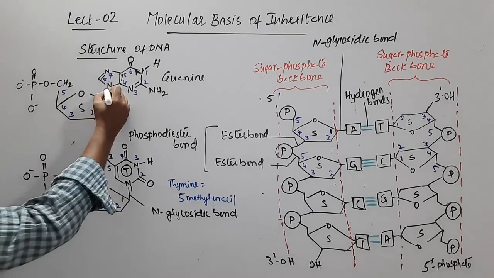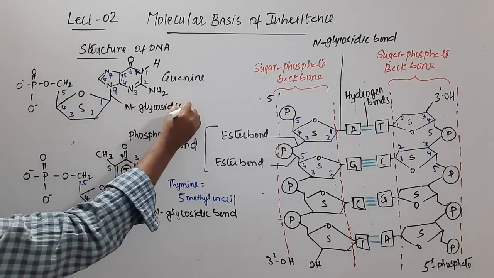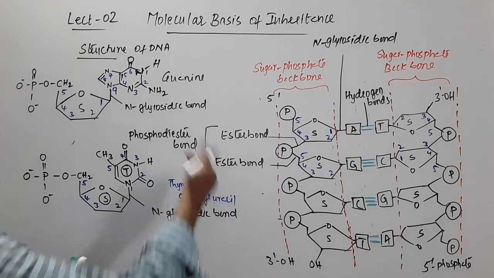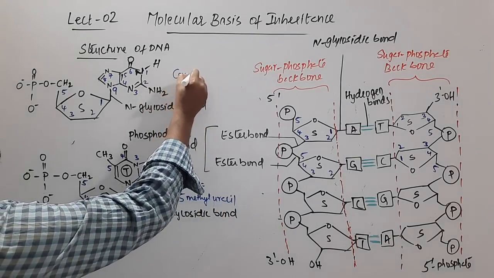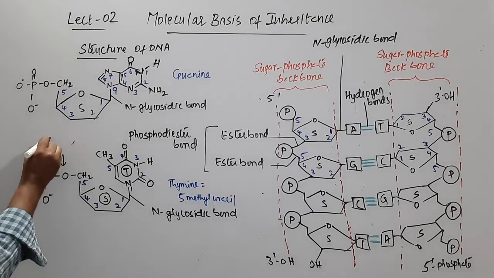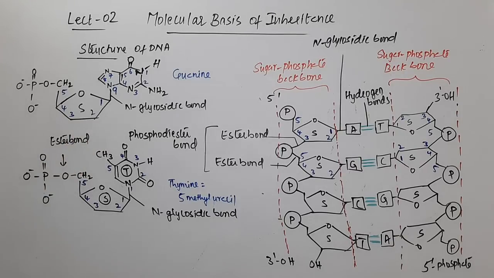So here also this is the N-glycosidic bond, right? I hope it's clear. So we have understood how the bonding takes place and what actually the ester bond is. So this is the ester bond. Hope it's clear now.